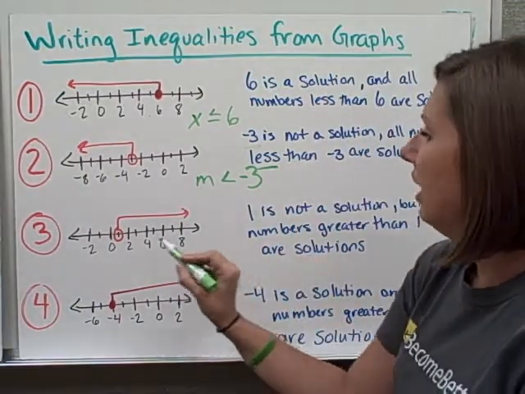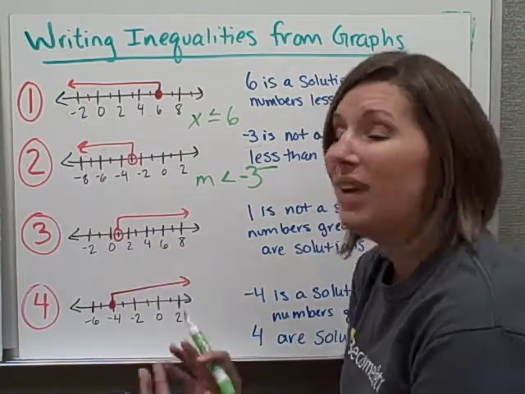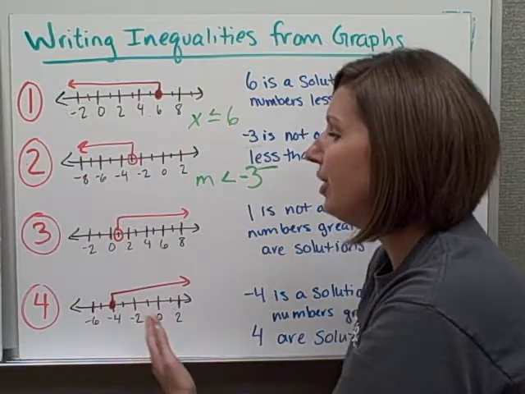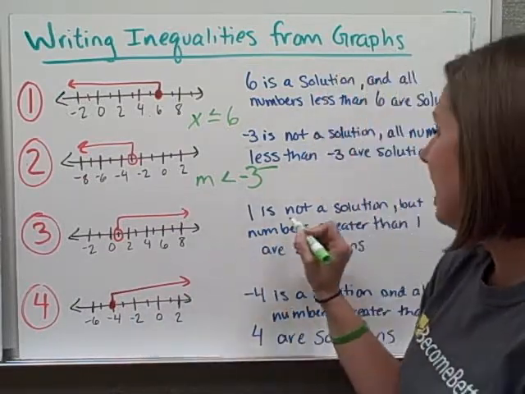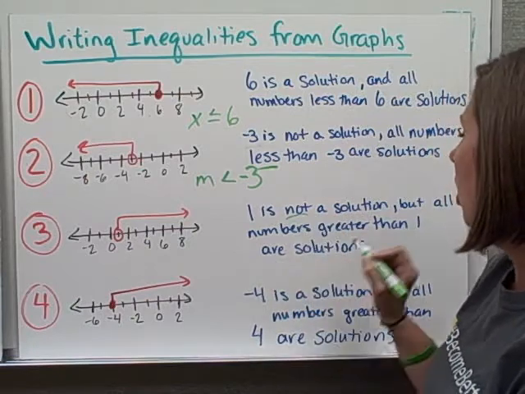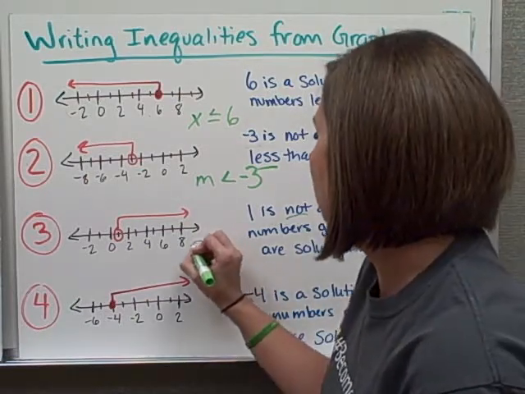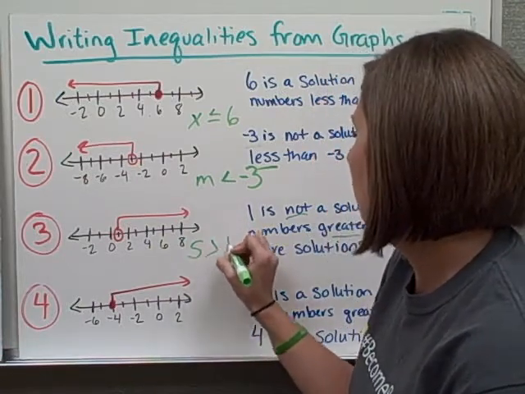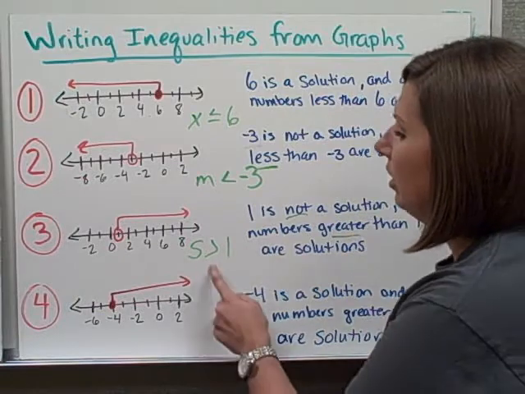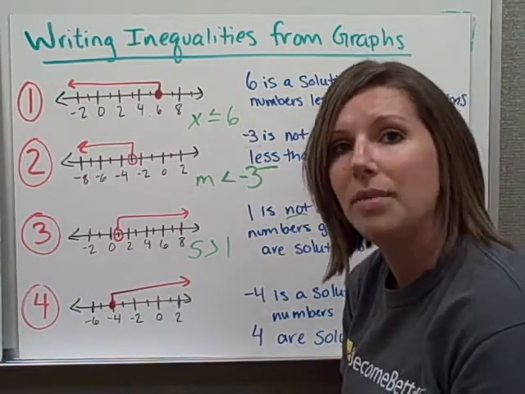Number 3, again, my open circle is on a number directly in between the numbers 0 and 2. What number would that be? Well, that's going to be the number 1. 1 is not a solution, but all numbers greater than 1 are solutions. So I'll use an S this time, and I have S greater than 1. So any solution greater than 1 is what's being represented here in this inequality.